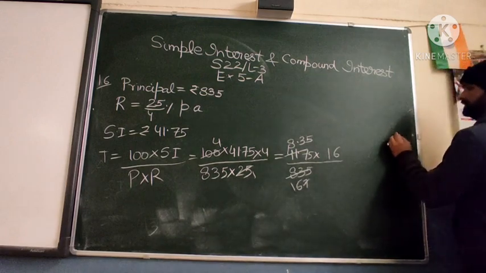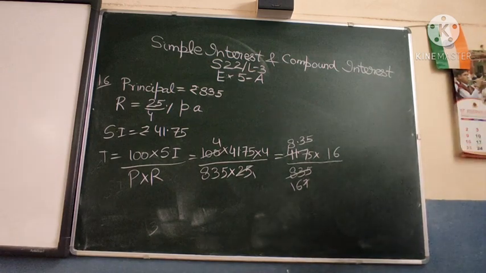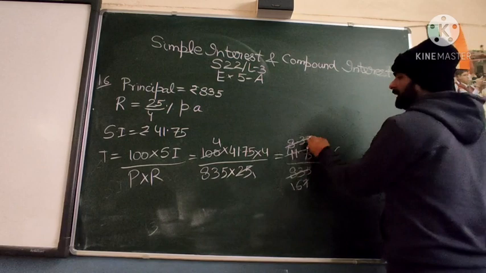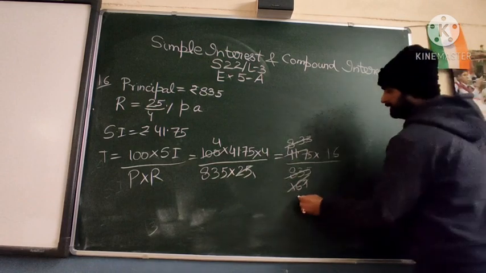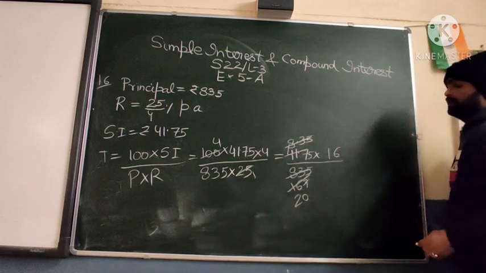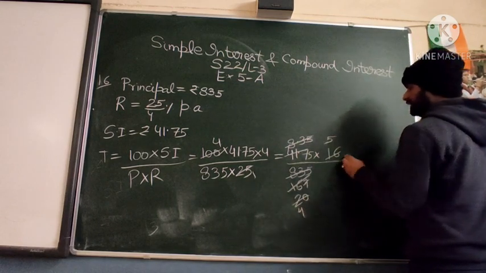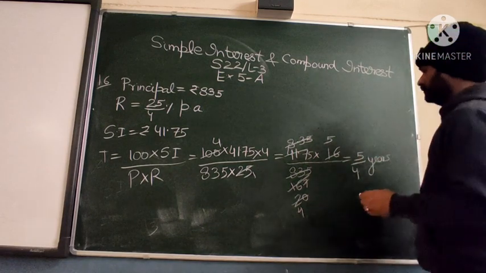So let us see how to multiply this one. See, if you multiply here 8.35 into 20, you will get 167. Then 4 into 16, 4 into 20. That means the time is 5 by 4 years.